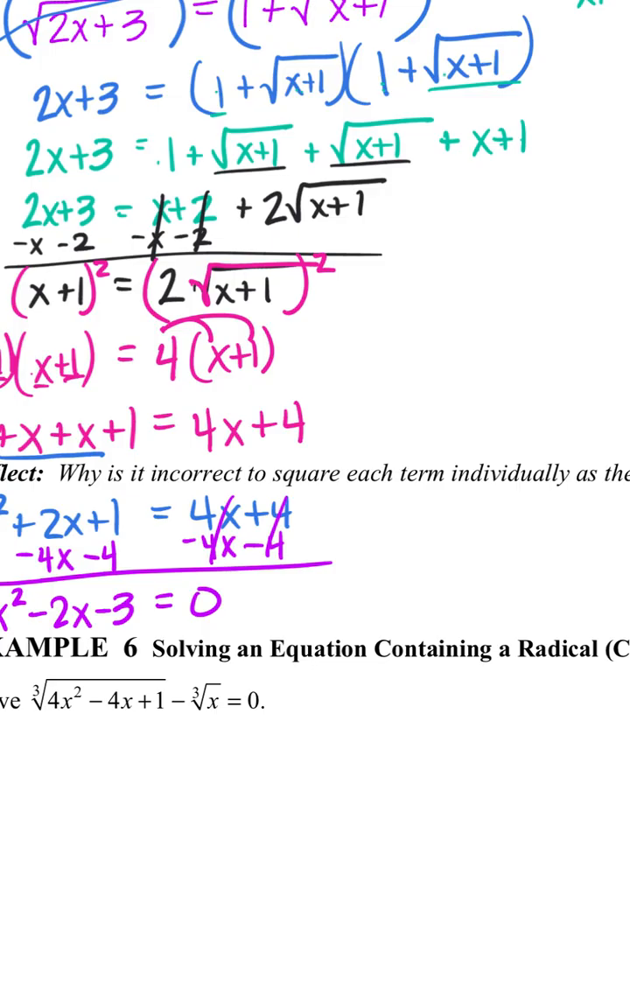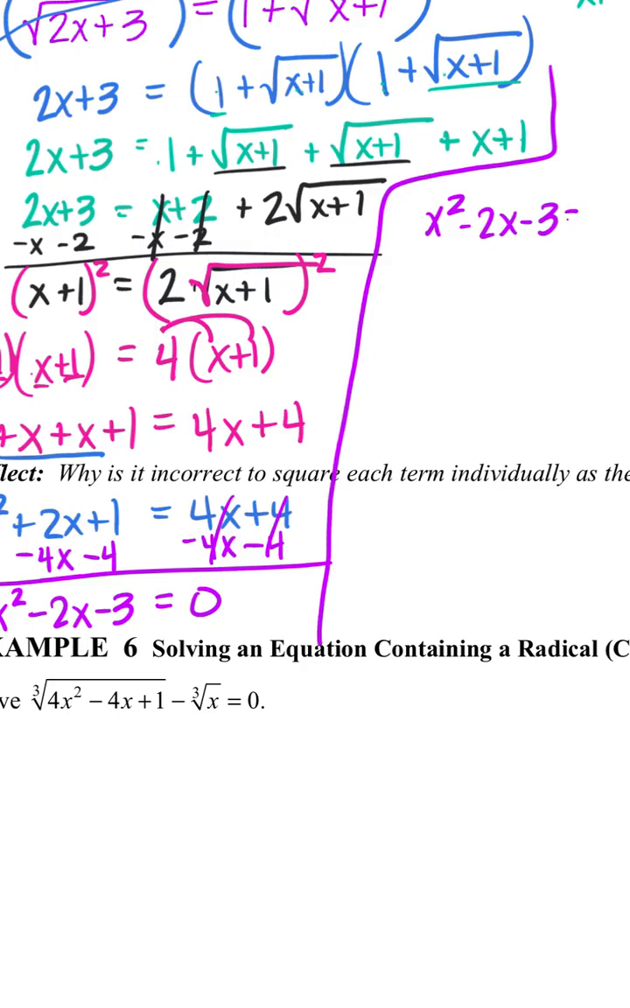These probably take longer than any problem that you're going to do this section, and that's because you have to square those square roots 2 times, then factor them. All right, so I'm going to take this piece right here, and I'm going to bring it up here so I have some room. X squared minus 2x minus 3 equals 0. I'm going to factor that out.